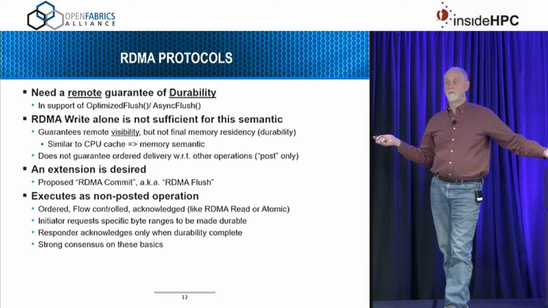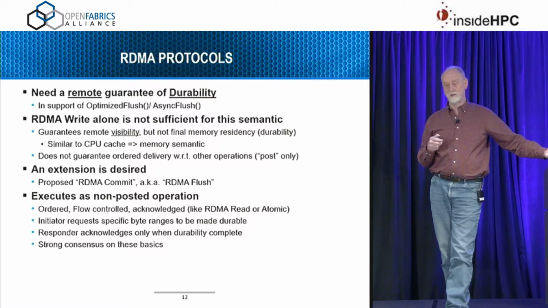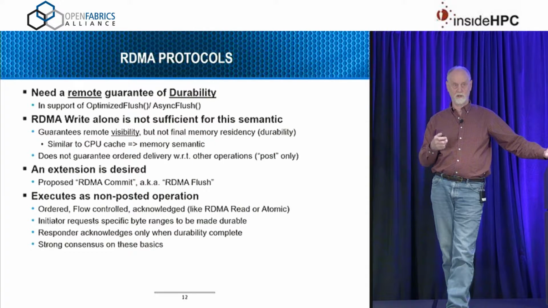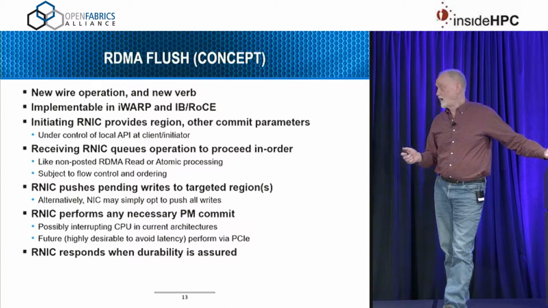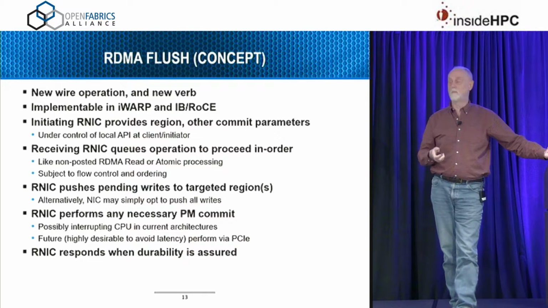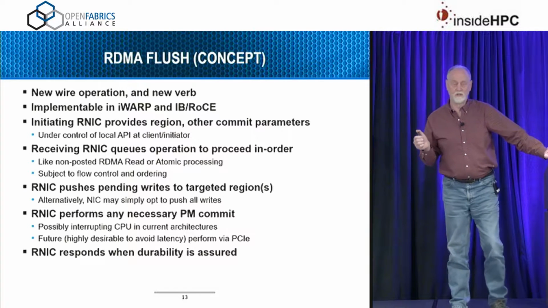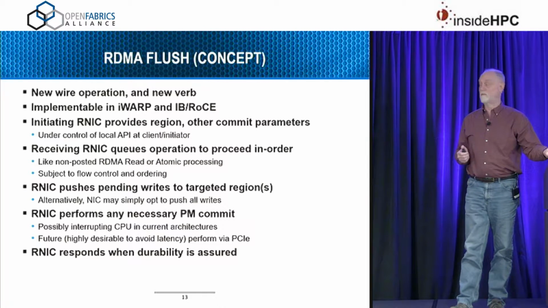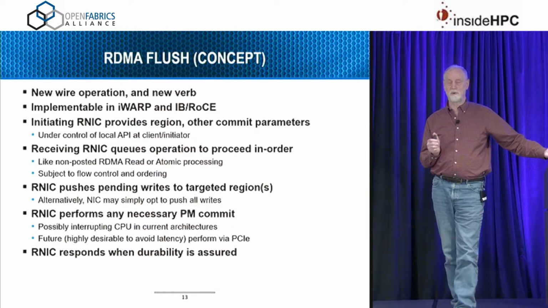And this is moving along really, really well in the IBTA. The NIC vendors and some of the application requirements all seem to be met by this new operation called RDMA flush. It's going well. It's a new wire operation, as I mentioned, and it's also a new verb. So there will be visibility up into the lower layers of the programming. It's implementable in both iWARP and RoCE, InfiniBand and RoCE. There's an iWARP draft that I wrote a couple of years ago that needs to be refreshed now that we've moved on in the IB RoCE area.